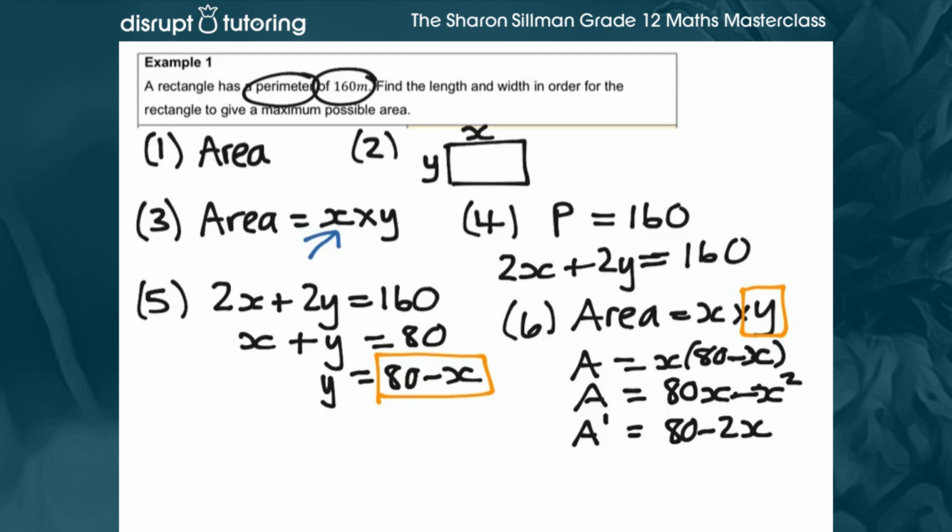Step number 7. Obviously, I keep wanting to remind you that I'm only putting this in steps to help you. You would obviously just keep on working down your page as you're going. We've differentiated, so now we need to make it equal to 0 and solve for x.